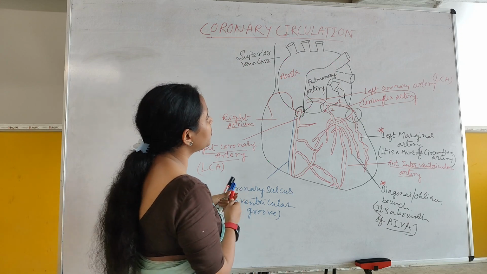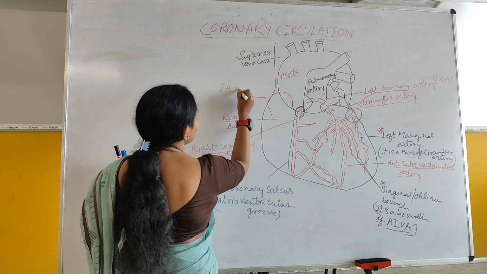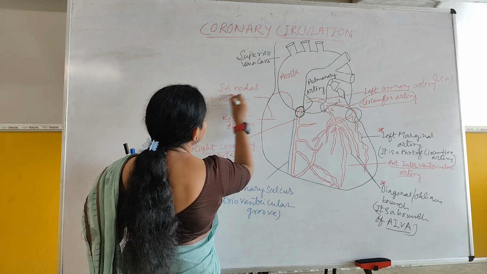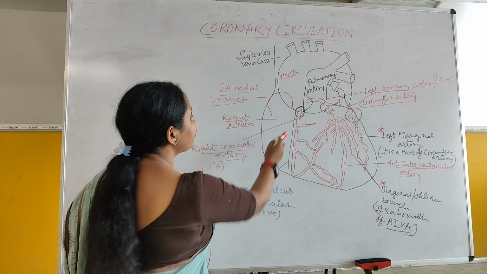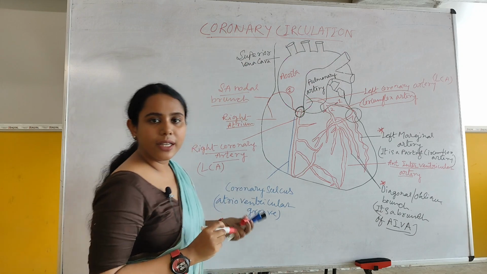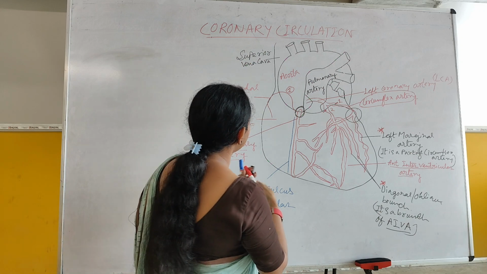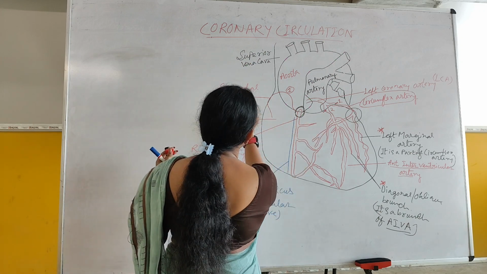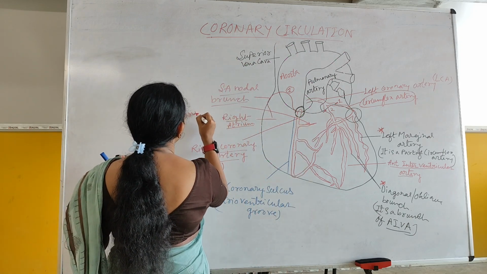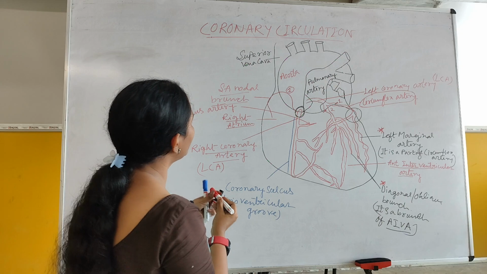Then its first branch goes to supply the SA node, that is the SA nodal branch of the right coronary artery. Okay, the first one. Then secondly, the Conus artery. Where is it located? This one is the Conus artery. So what is the significance of this Conus artery?